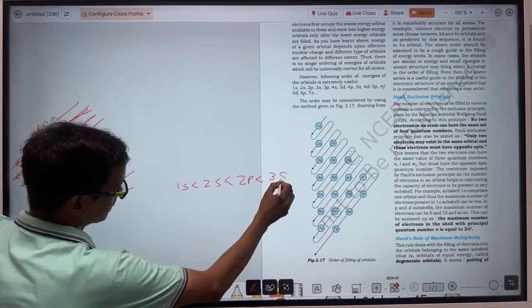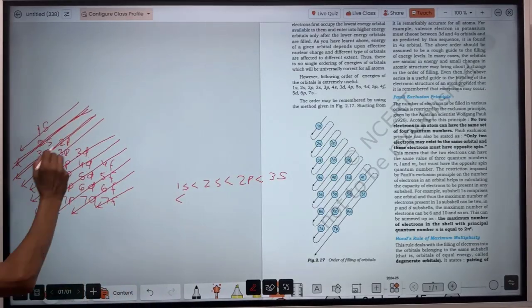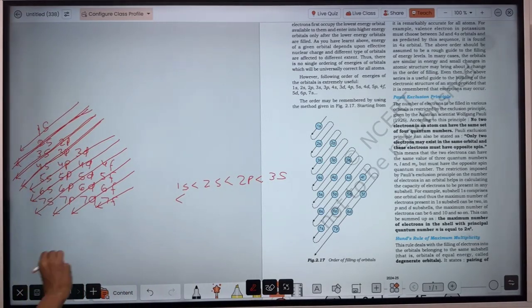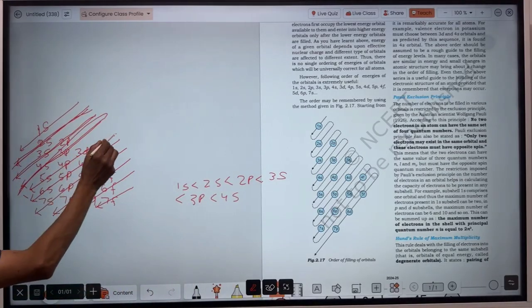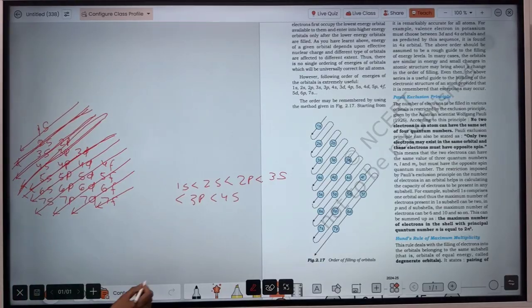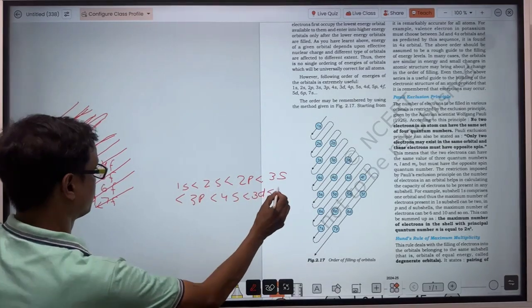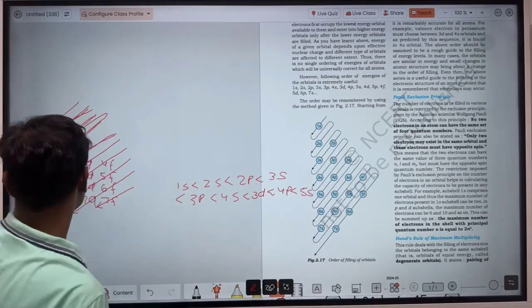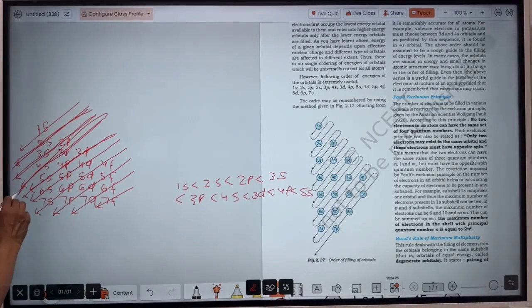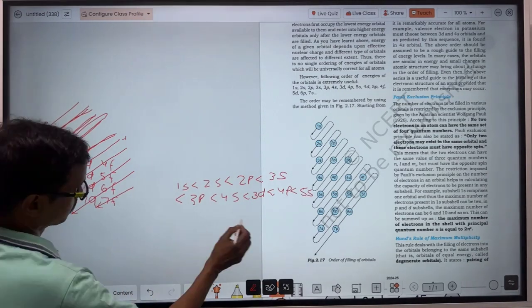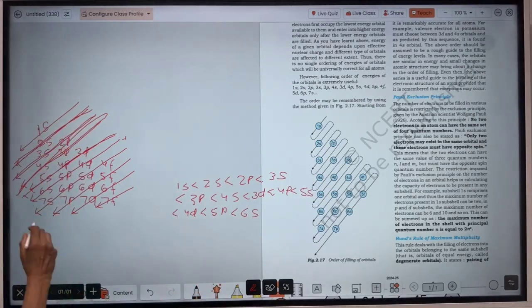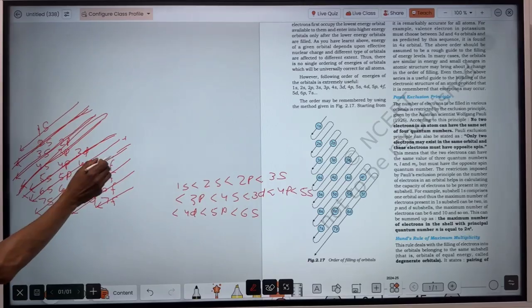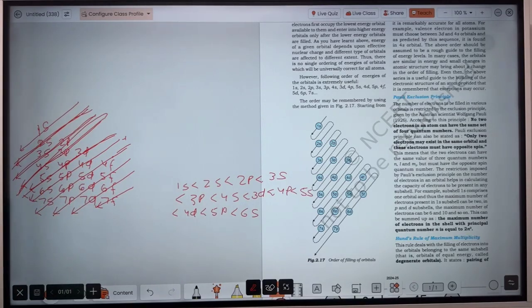So 2p and then 3s, then go to the tail, here 3p and 4s. After 4s, come to the tail, 3d, 4p and 5s. After that, again go to the tail. So that is 4d, 5p and 6s. Again go to the tail. Then after that is 4f, 5d and 6p, then 7s.